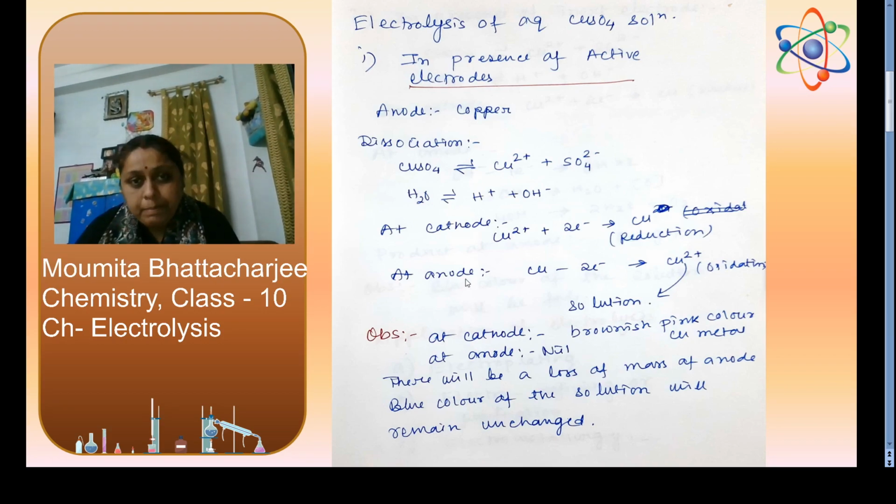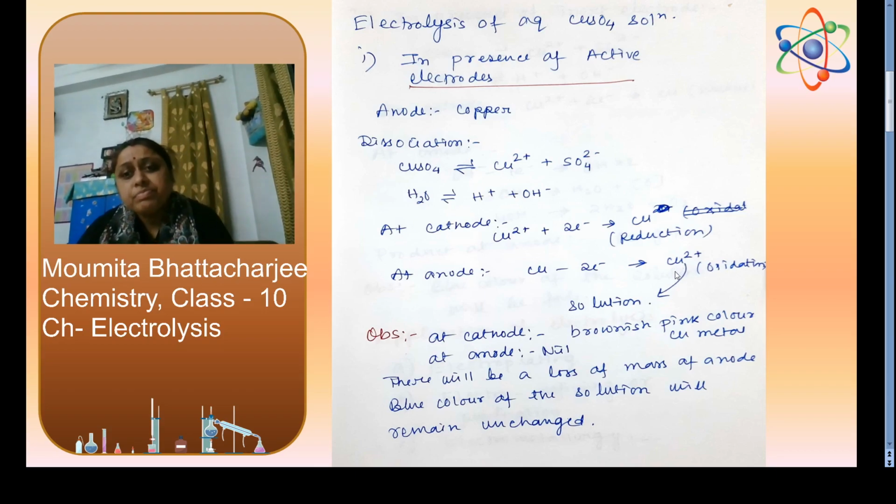At the anode, what will happen? See, we are having two different types of anions, SO4 2- and OH-, that is sulfate and hydroxide, but nobody will migrate. That means neither sulfate nor OH- will migrate to the anode, because the anode itself is an active electrode, that is a copper electrode. So there will be an oxidation reaction of copper. By losing 2 electrons, it will form Cu2+, and this Cu2+ ion, which is blue in color, will move to the solution.